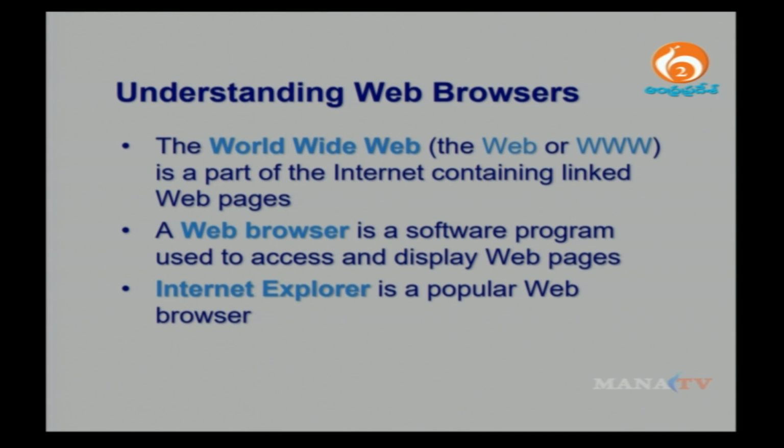Understanding web browsers. The World Wide Web, that we call the internet, www, is a part of the internet containing linked web pages. So, if we really want to go for usage of internet, that is www, after that we continue with our search. A web browser is a software program used to access and display web pages. Internet Explorer is a popular web browser.